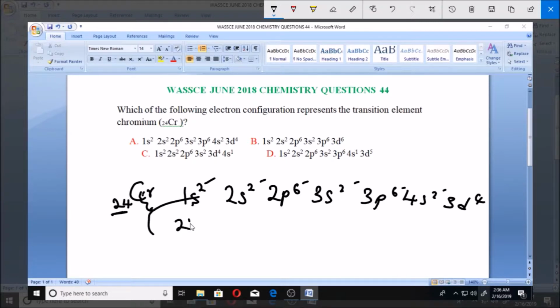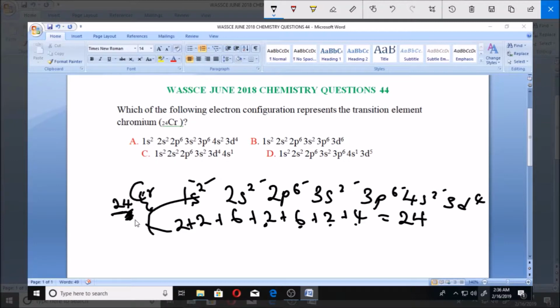We have 2 plus 2, plus 6, plus 2, plus 6, plus 2, plus 4. What do we get? 2 plus 2 is 4, 4 plus 6 is 10, 10 plus 2 is 12, 12 plus 6 is 18, 18 plus 2 is 20, 20 plus 4 is 24. So we already have this 24 for chromium. But having that, is that enough to be the answer to this problem?